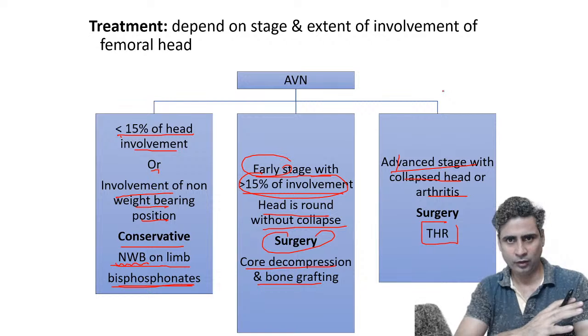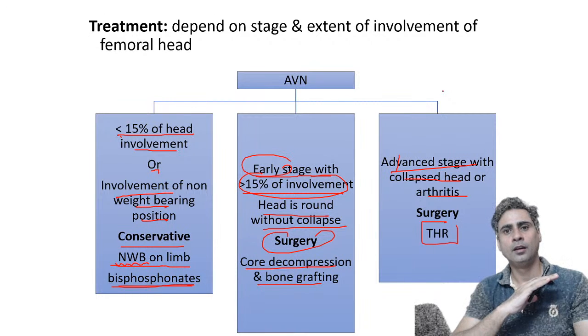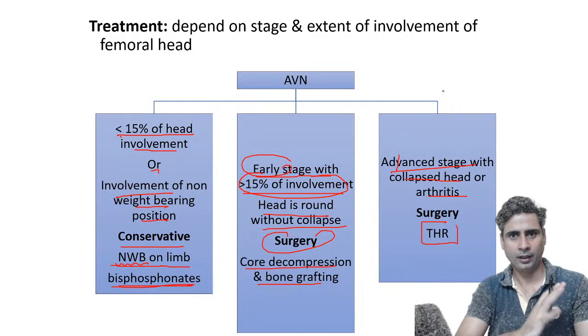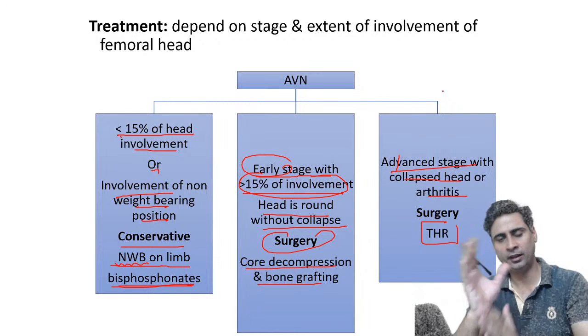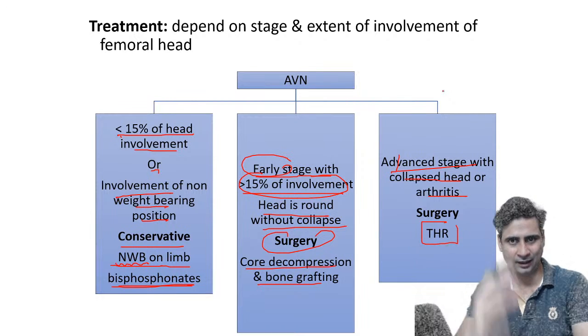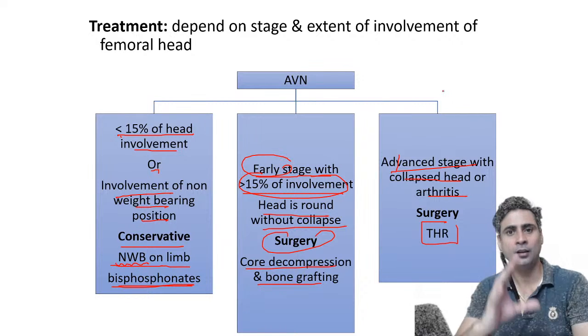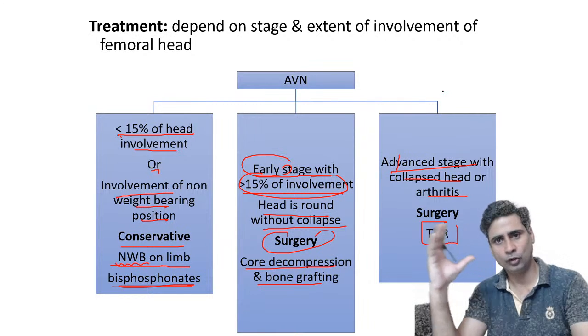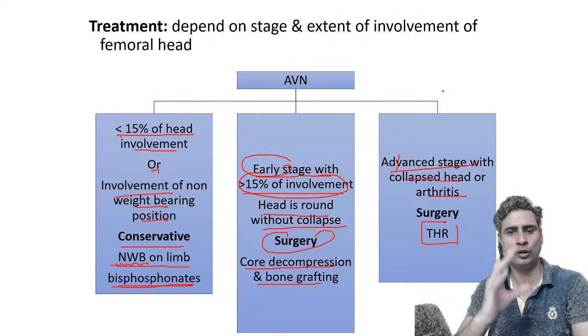Less than 15% of head involvement and non-weight bearing area involved, conservative. If there is involvement of more than 15%, always surgery. If more than 15% involved but it is early stage, there is no collapse of head, core decompression, fibular grafting. If there is collapse of head or arthritis, total hip replacement.